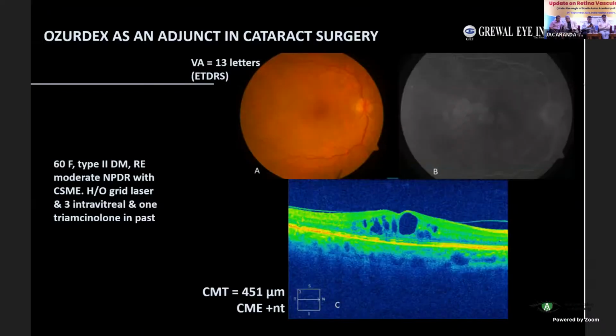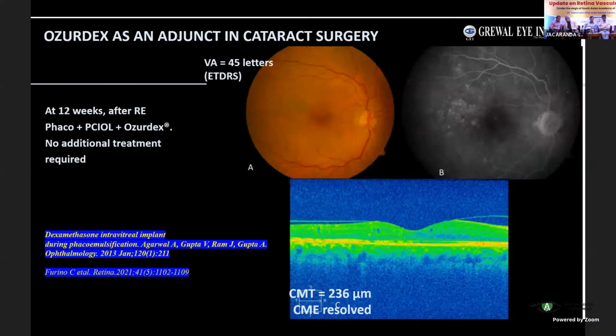So I'm just again sharing from our own group. This particular patient, you can see here, had so many things. Grid laser had been done, 3 intravitreal bevacizumab were given and 1 triamcinolone in the past. And this patient underwent simultaneous injection of Ozurdex during cataract surgery, and you can see an excellent result.